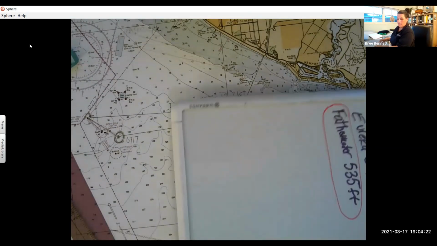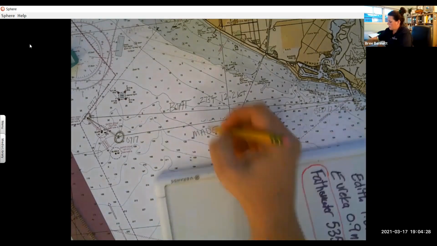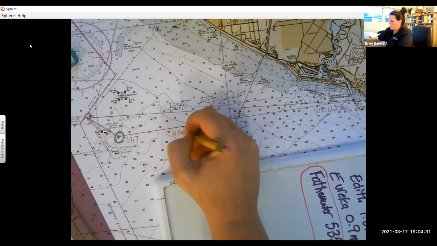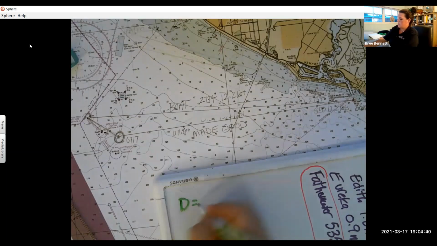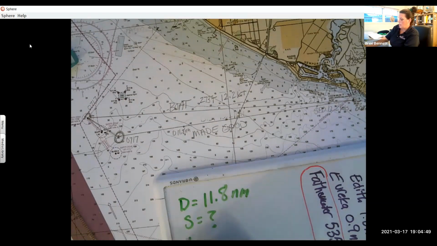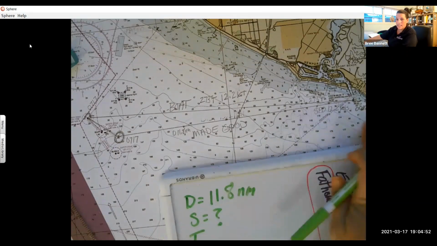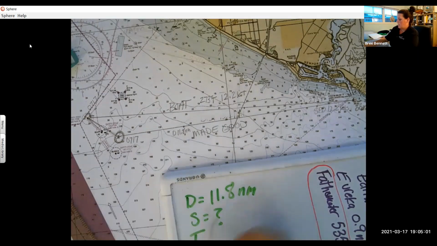So I go back to here. I have a distance of 11.8. Anybody else get 11.8? Making sure. Okay. So I have a distance of 11.8 nautical miles. I'm looking for my speed. And my time was from 6:12 to 7:17. We already calculated that as 65 minutes.